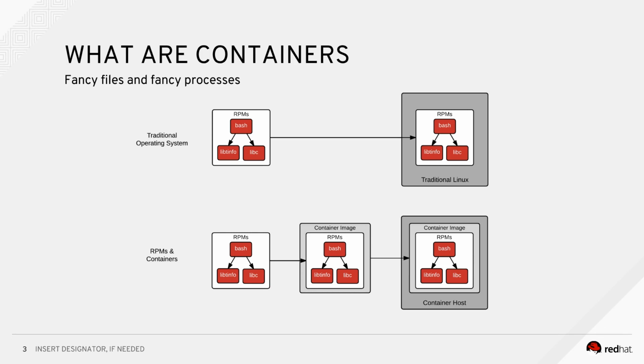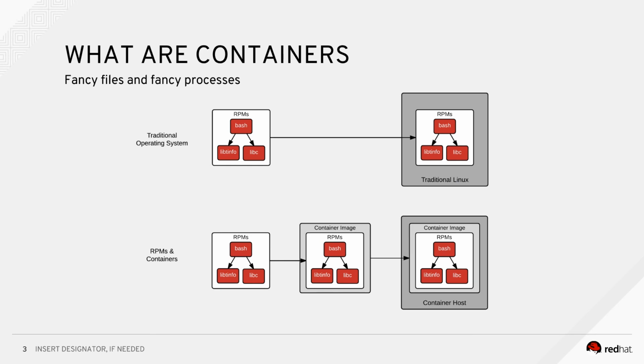To dig into this a little bit deeper, I want to show what containers are. So I always say that they're basically fancy files and fancy processes. In this particular part, we're showing a traditional operating system like Red Hat Enterprise Linux. You would have Bash, and there would be an RPM package that delivers Bash. And when you install that RPM, it would pull in all the dependencies, libtinfo, libc, other libraries and dependencies. On a traditional operating system, that just gets installed in the operating system, and essentially the application becomes part of the operating system. It's just in the same file system and just lives there.